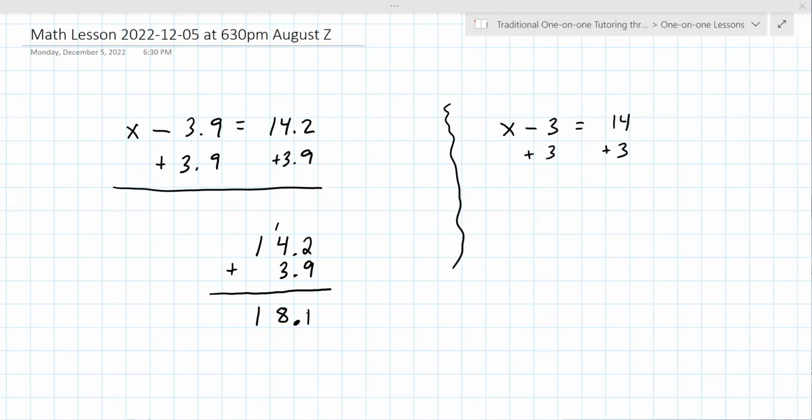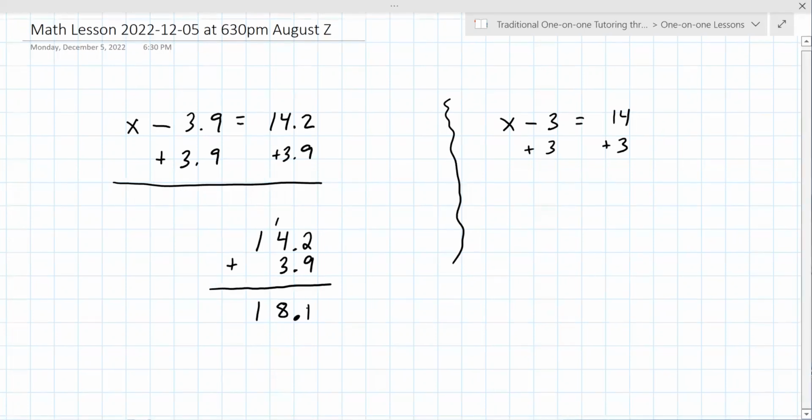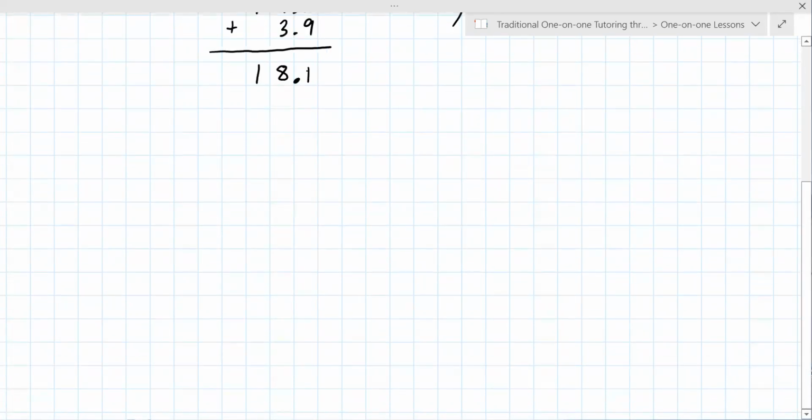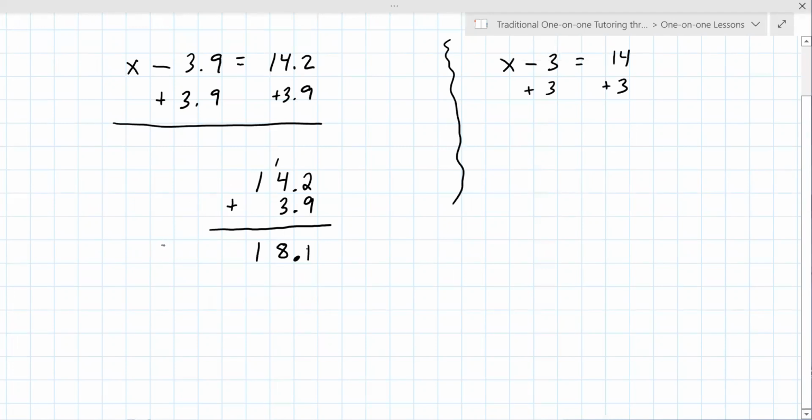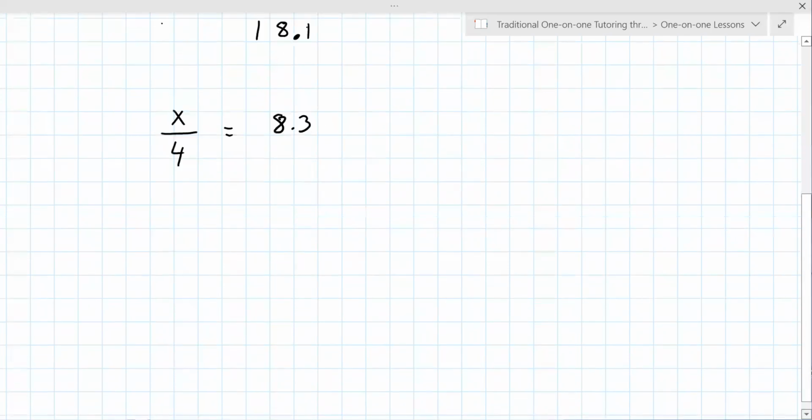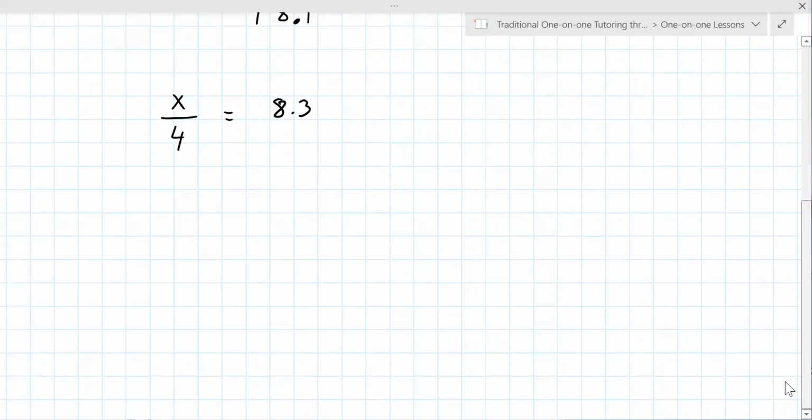All right, so is there another question? Okay, x divided by 4 equals 8.3. Yeah. You just said it, x is being divided by 4, so you undo that by multiplying by 4. You actually multiply both sides by 4.